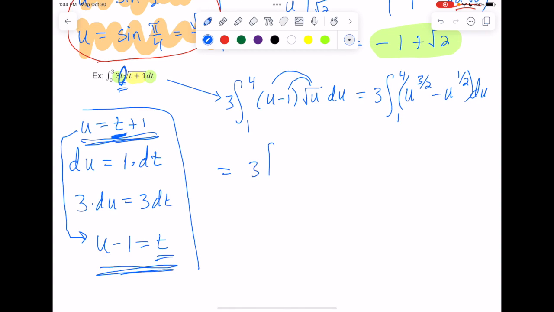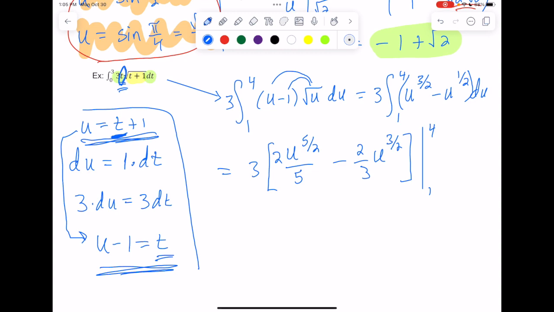So now we have this set up to be able to just use the power rule. Leave that 3 out front. This becomes u to the 5/2 over 5/2, or times 2 over 5, doing the reciprocal, minus u to the 3/2 over 3/2, or times 2/3 if I do the reciprocal. No need for the plus c. There is a need to evaluate. We're evaluating from 1 to 4. So a little bit messy. Let's see if we can attack this.